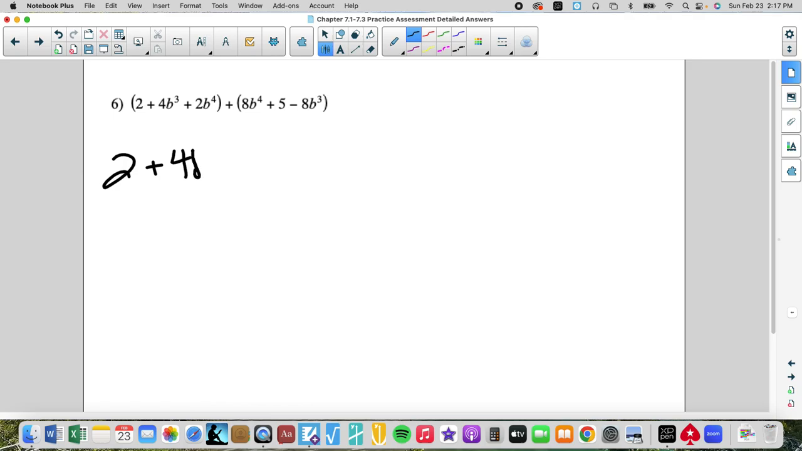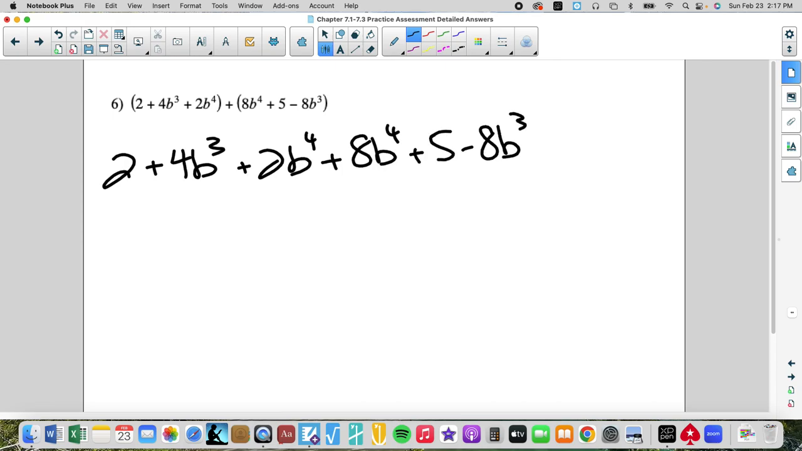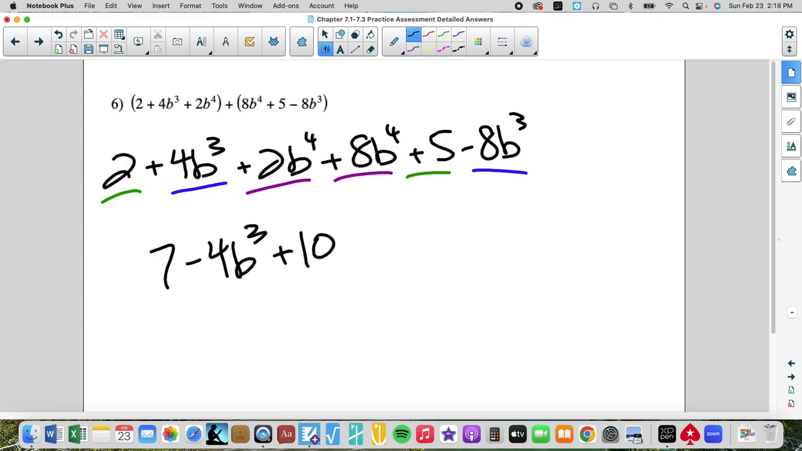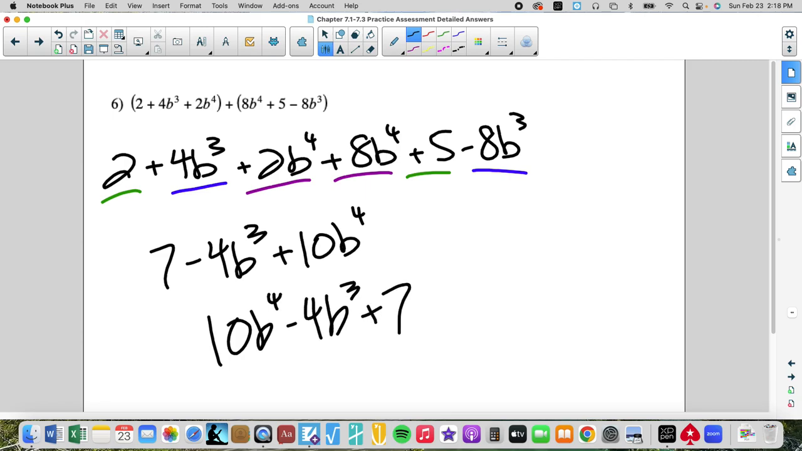2 plus 4b cubed plus 2b to the fourth plus 8b to the fourth plus 5 minus 8b to the third. 2 and 5 make 7. 4b to the third, negative 8b to the third makes negative 4b to the third. 2b to the fourth, 8b to the fourth, 10b to the fourth. We get 10b to the fourth minus 4b to the third plus 7.